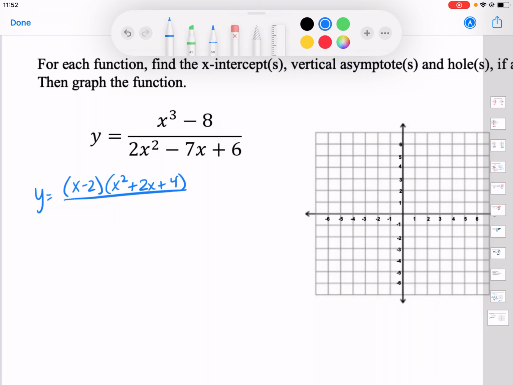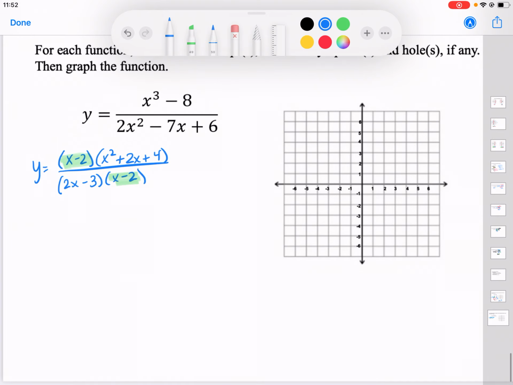The bottom one, once again, you do your lightning bolt, or whatever you want to call it. But when you eventually factor, you get 2x minus 3 times x minus 2. So once again, there is a hole. So we'll find the hole first. So our hole is at 2, and then we've got to simplify for 2x minus 3. So we're going to simplify that and then plug in 2.